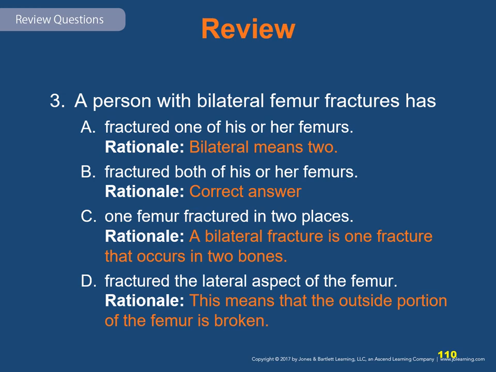C is incorrect because it says that one femur is fractured in two places. That's not correct because the terminology bilateral means that a fracture has occurred on both sides of the body. A bilateral fracture is one fracture that occurs in two bones. D gave you the alternative of fracture of the lateral aspect of the femur. That's incorrect because that means the outside portion of the femur itself is broken, but that would be only on one side. The question is asking you about fractures on both sides. Those are bilateral fractures.